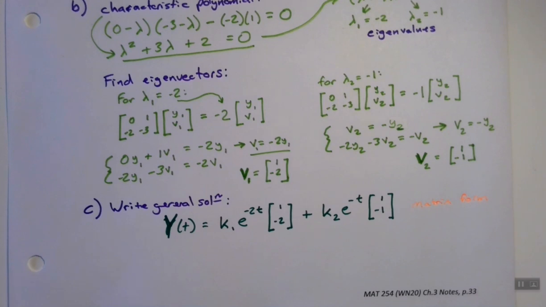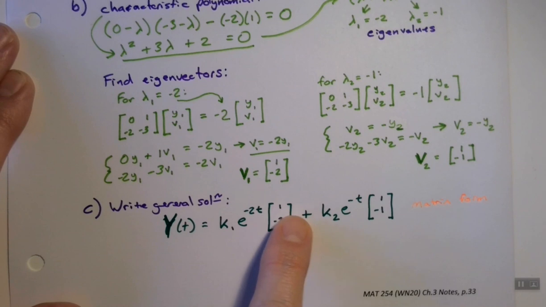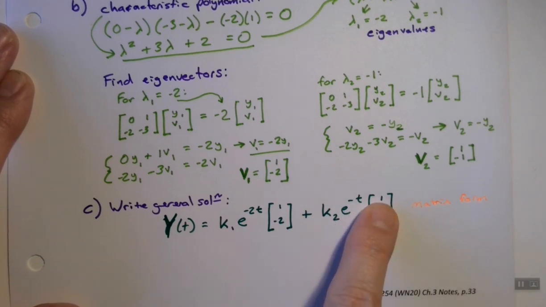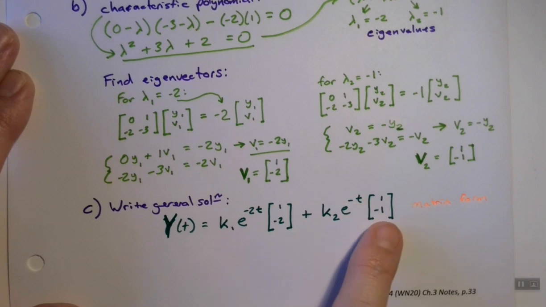If you wanted to see it in parametric form, you could say the top, the little y equation would be k1 e to the negative 2t times 1 plus k2 e to the negative t times 1. And then if you wanted to find the v equation, the bottom row would be k1 e to the negative 2t times negative 2 plus k2 e to the negative t times negative 1.